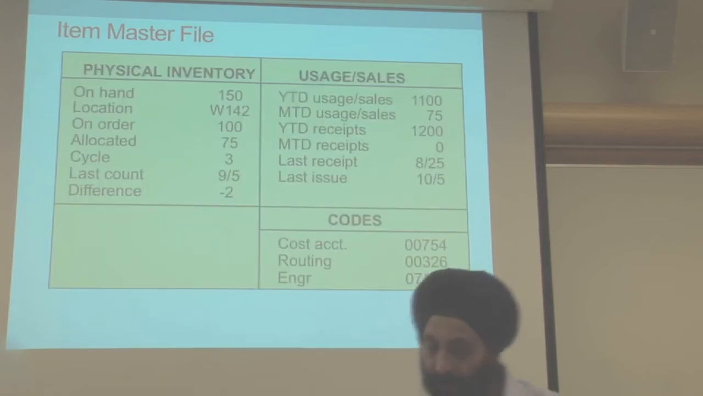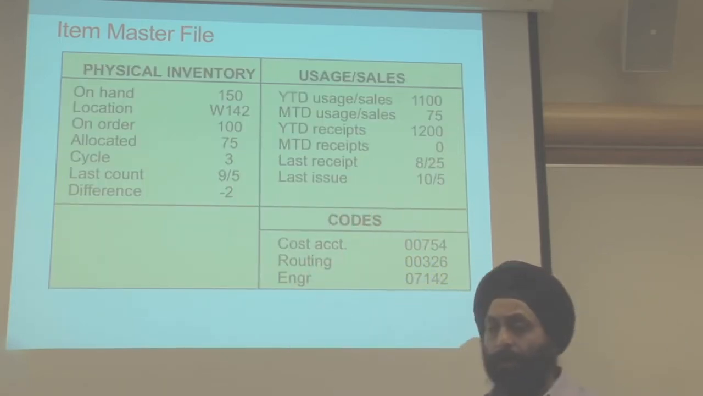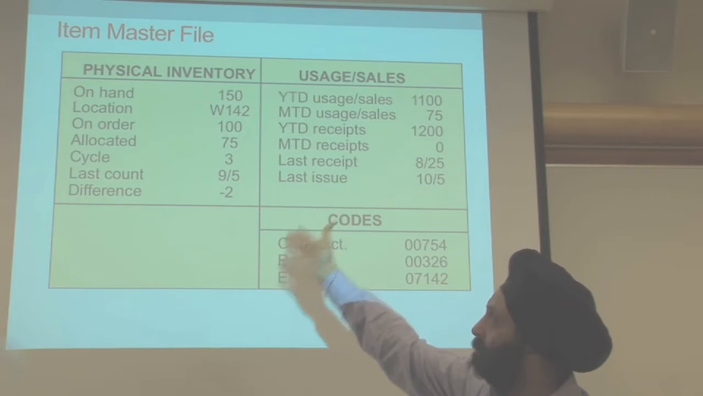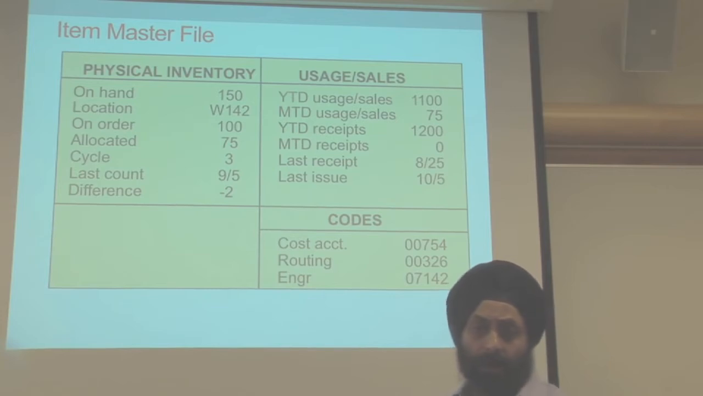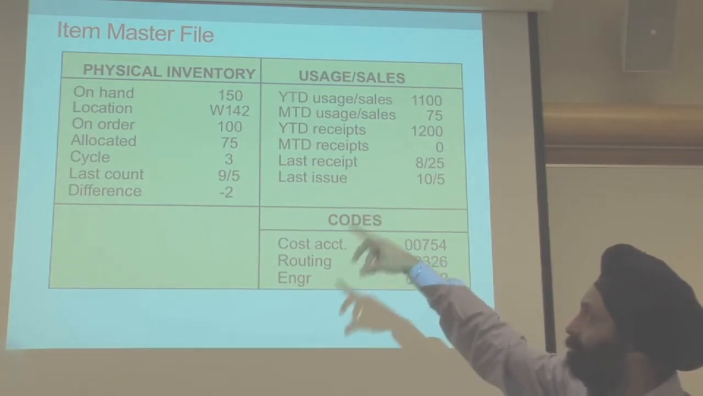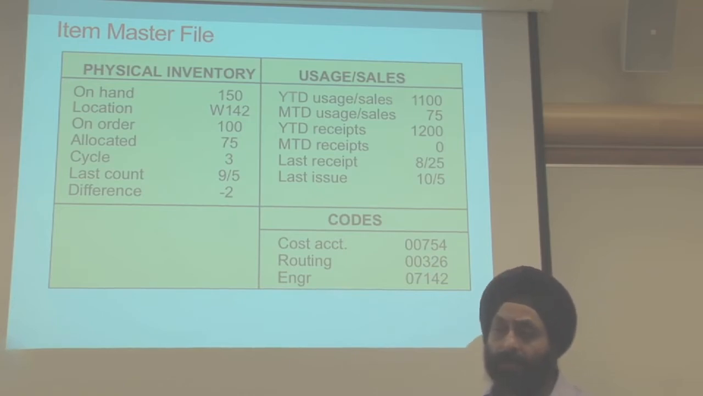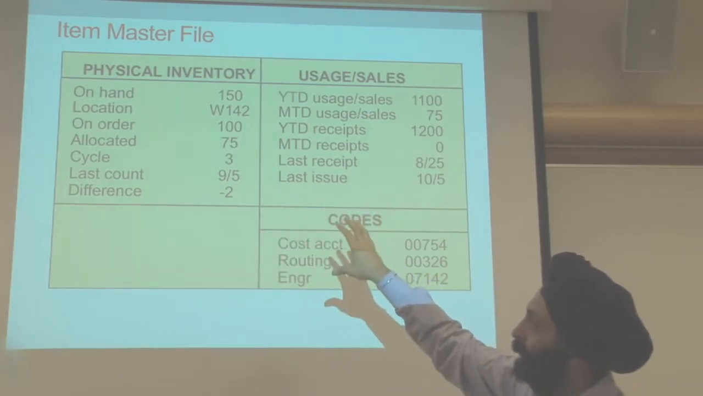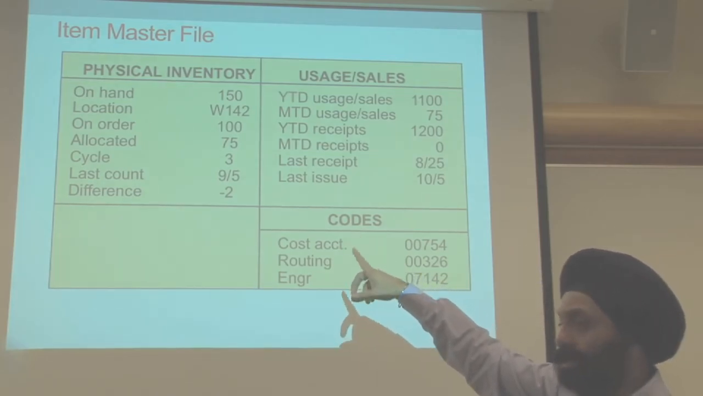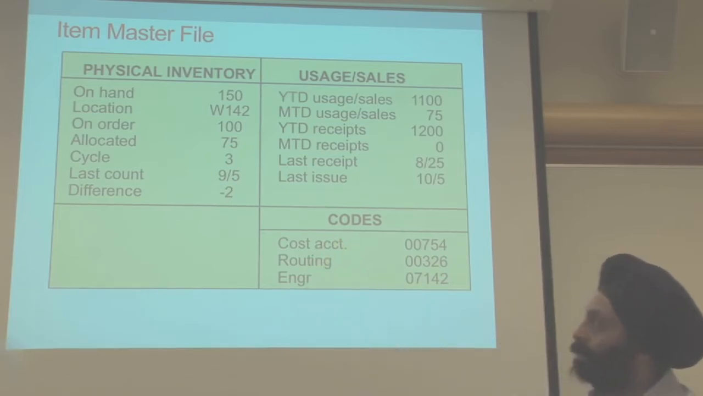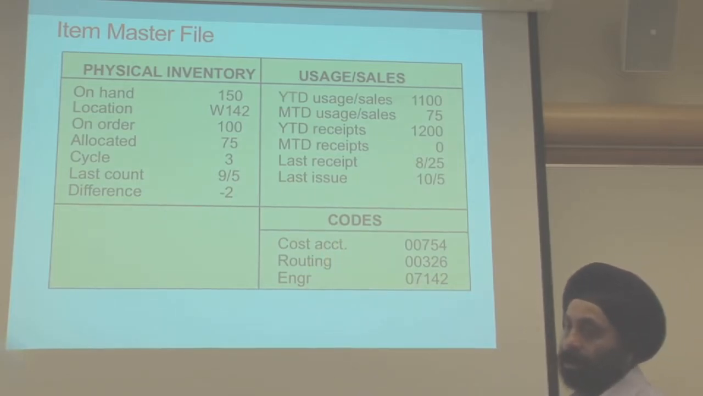Now, from item master file, you can easily go further into the computer database of the company and look into exactly how much is the physical inventory. On-hand inventory is given to you as 150. Where exactly in the warehouse this item is located, in which bin, if you will. On order, how many items are already on order, and as the supplier would say, it's in the mail. Allocated, cycle-wise, when is the purchasing cycle scheduled? Last count was done on September 5th. The difference was -2 from physical inventory from what is on the computer.